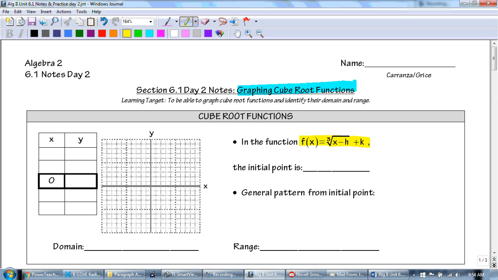Okay, so here's our basic equation. f of x equals the cubed root of x minus h plus k. Now, first thing to notice is that our vertex, that middle point, is still going to be h comma k, but remember that here we're going with the opposite. Okay, so the initial point, I'm just going to go ahead and fill some of these points in.